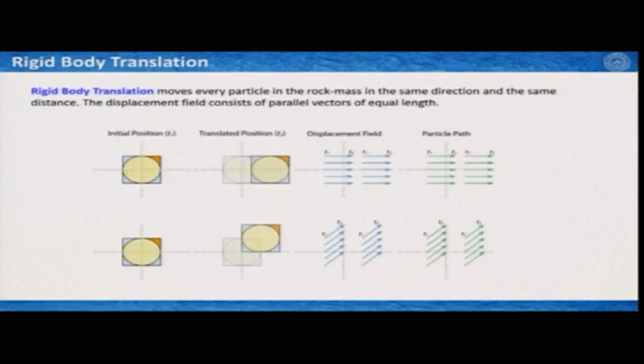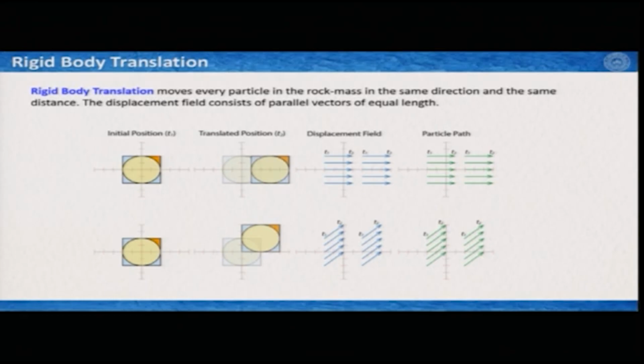Rigid body translation is defined as it moves every particle in the rock mass in the same direction and the same distance. So, the displacement field consists of parallel vectors of equal length. I have 2 examples here. In the first column, we have initial position or initial form or initial shape of this object. What I have here, I have a coordinate frame, and then I have a circle inscribed and I have a square. To mark the orientation, I have made one end of this square as orange.